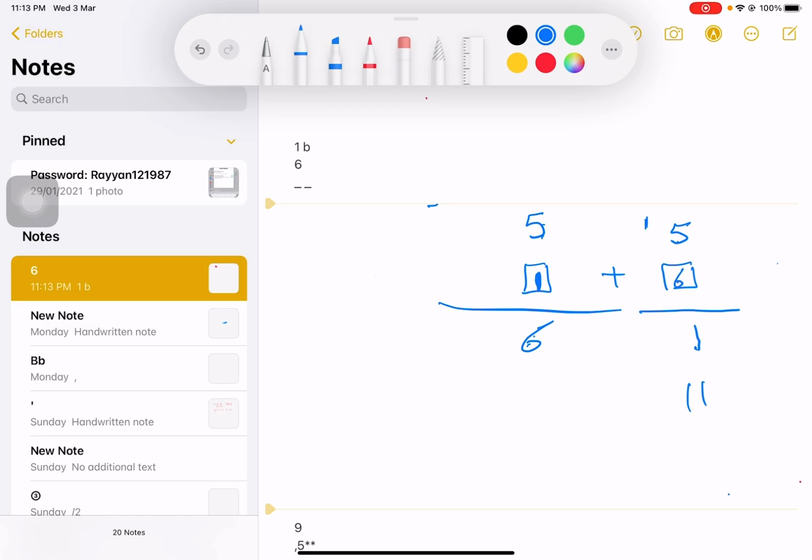1 and 1 above. 1 plus something becomes, for example, 0. How can 1 become 0? It can't be 0. This should be 9. 1 plus 9, 10. How will you write the 10? You will write 0 here, and you will carry 1 up. This is how I solve this question, okay?